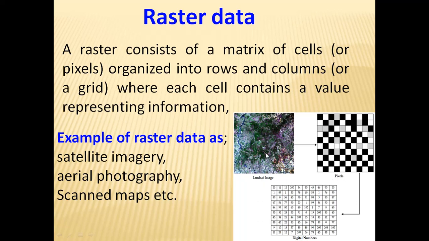This is a Landsat satellite image, which is represented in cells, where each cell contains a value representing information from the satellite. Each cell gives information about the earth surface feature. Each pixel represents an earth surface feature. Examples of raster data: satellite imagery, aerial photographs, scanned maps.